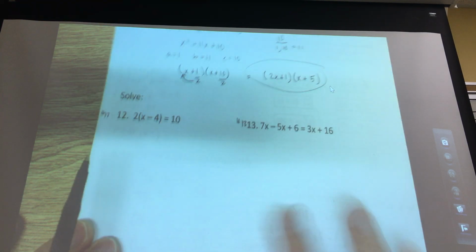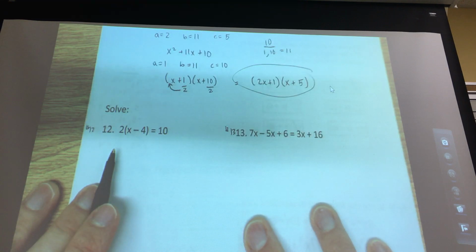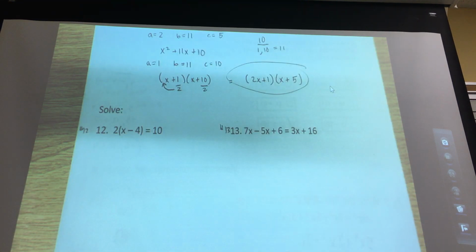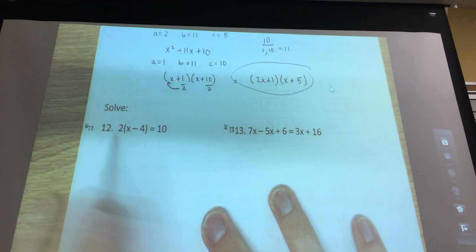All right, guys, our last two. These are basic equations. So you just got to follow the 5 steps for equations. You look for distribution, combining like terms, variables on both sides, you move the smaller one, add or subtract the constant, and then multiply or divide the coefficient. So we're going to go through these and check what we have.